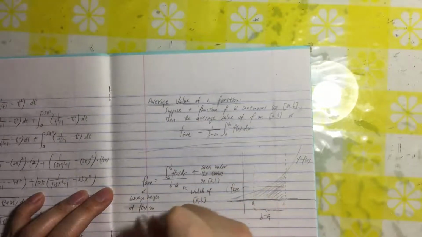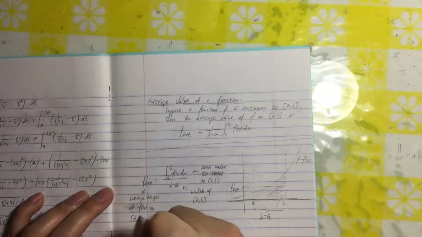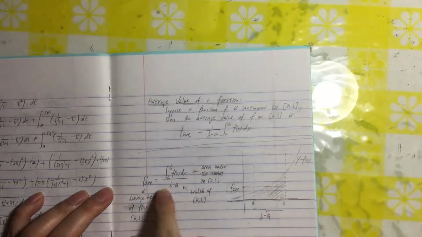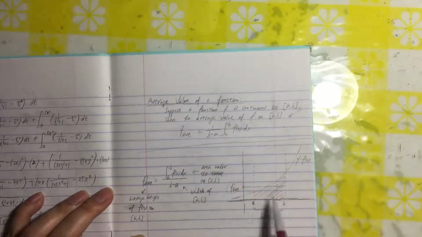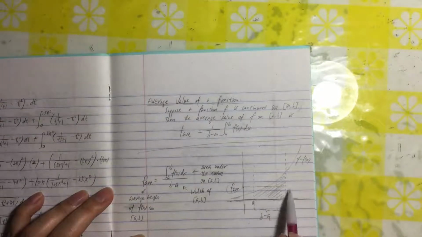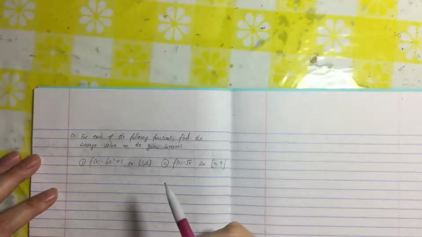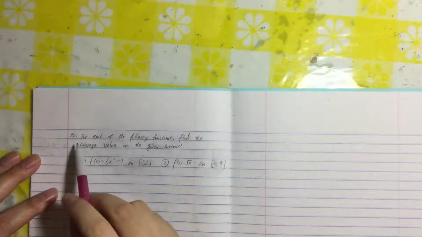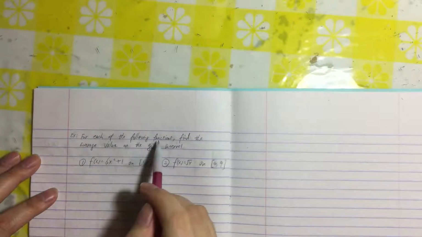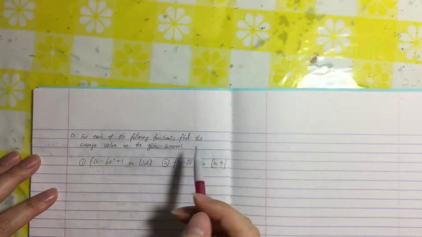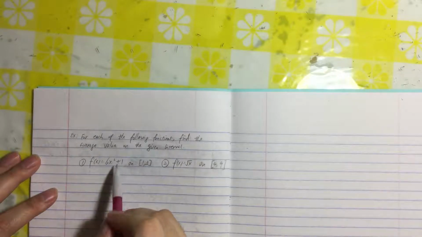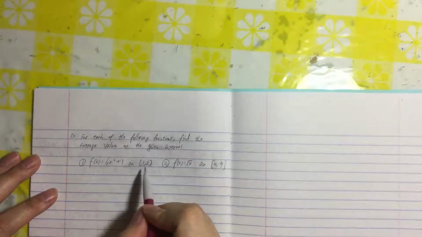On the interval from A to B, f average is the average height of the function on the interval from A to B. Next, let's look at some examples. For each of the following functions, find the average value on a given interval. First one, f of x is 6x squared plus 1 on the interval from 1 to 5.